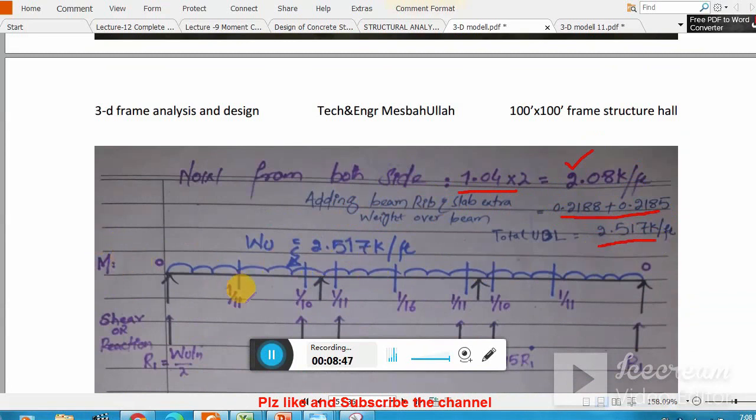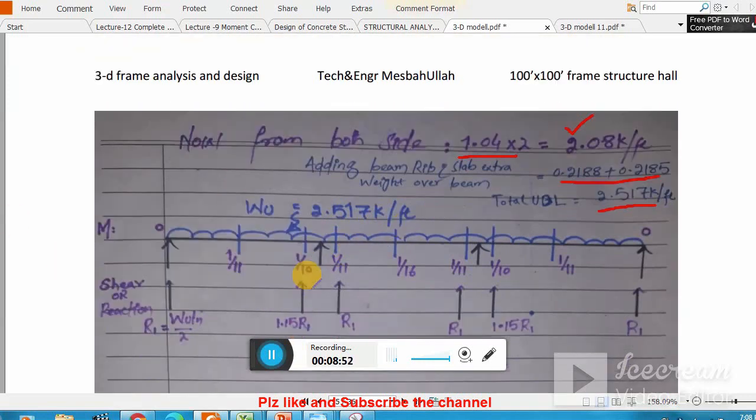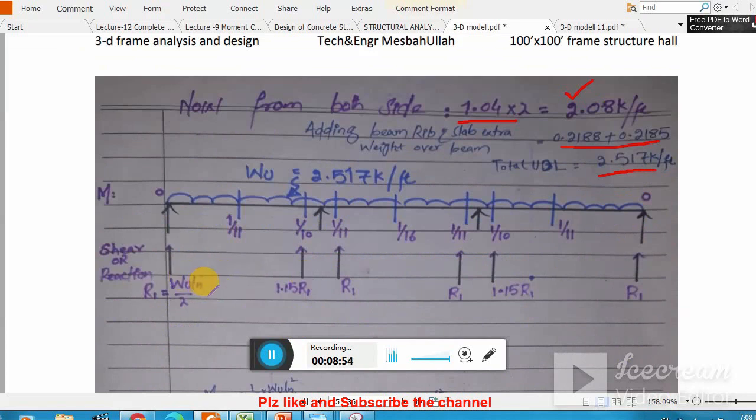Now I have to use my coefficients. These coefficients I explained in lecture number 7, and these are my shear coefficients. If this is R1, the ACI code basically gives me these coefficients, WU and divided by 2. Remember, this is my first interior support. At the first interior support, at the exterior face, you have the same shear, but that is 15% more than this one, and the rest of the shear will be the same.